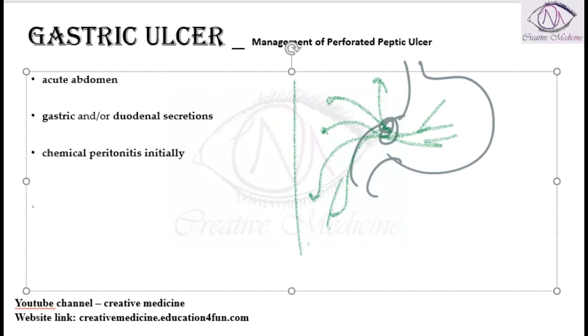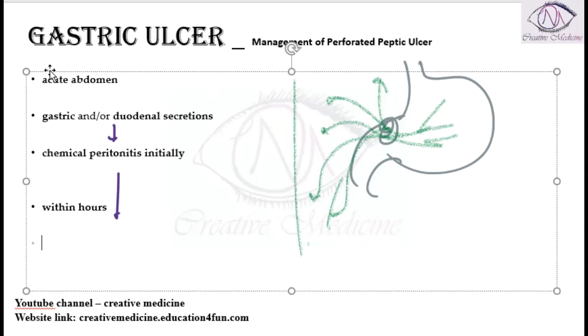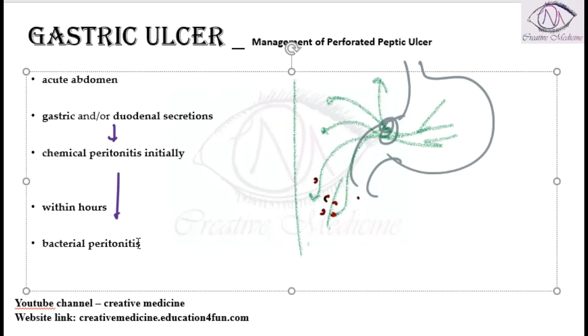Later, within hours, this chemical peritonitis will progress to bacterial peritonitis, because the bacteria which is present in the duodenum or in the gut will enter the peritoneal cavity, and it will cause bacterial peritonitis. Within hours, bacterial peritonitis will occur.